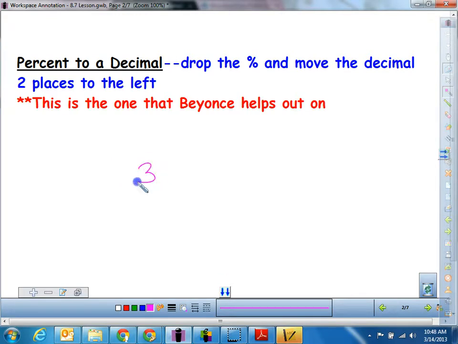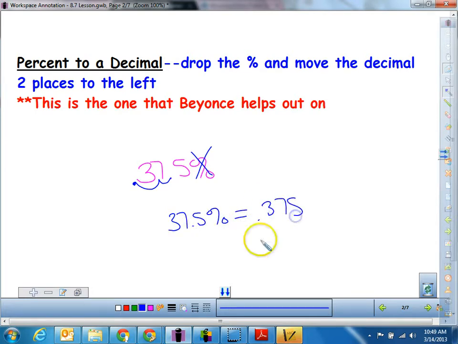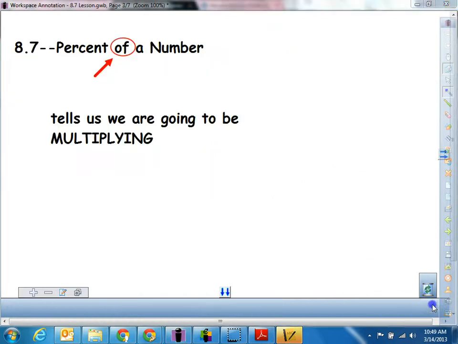So if we have 37.5%, we need to go ahead and drop that percent sign. So we get rid of this, and then we take this and move it 2 places to the left. So 37.5% is equal to 0.375. Remember, it's okay to have part of a percent, that you don't always need to round it unless it tells you to. And it's always 2 places. When you're going from a percent to a decimal, it's 2 places to the left. When you go from a decimal to a percent, then you go 2 places to the right.